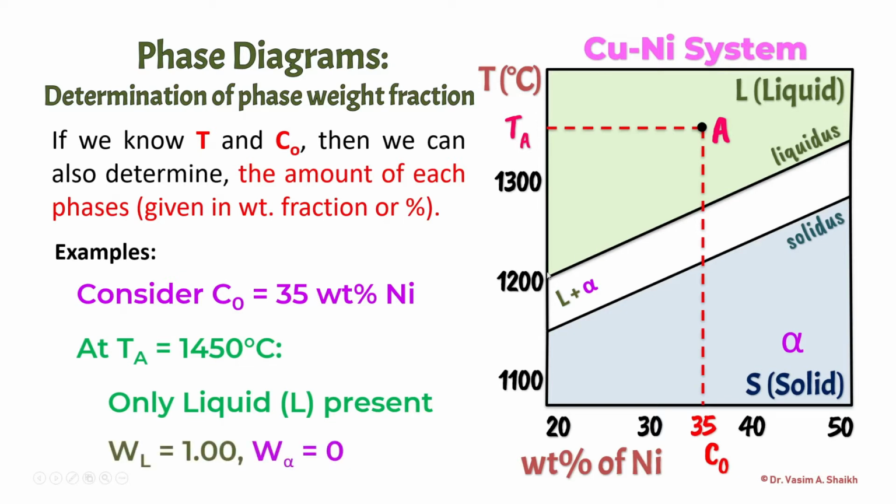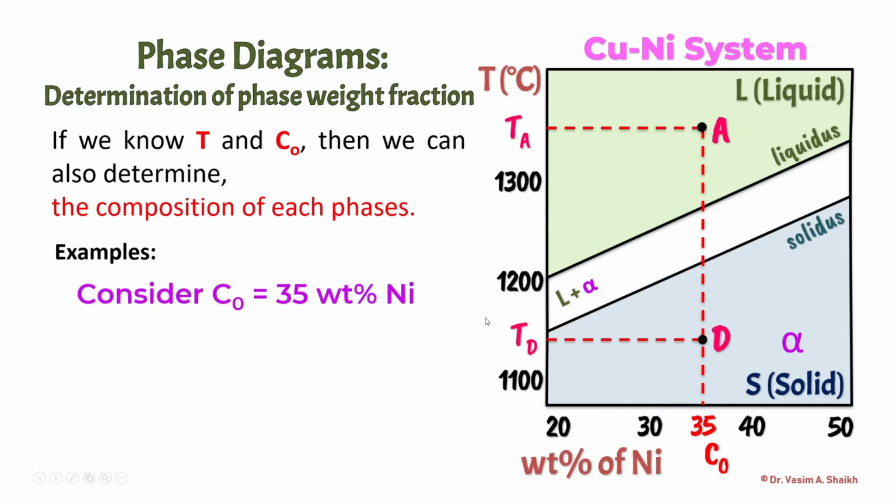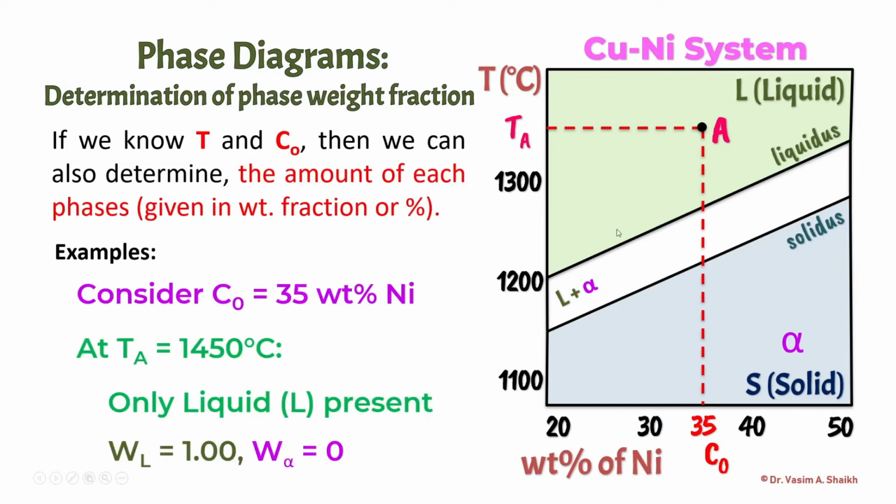Now, how do we tell the weight fraction? If this question comes in an exam, you should write that WL, the weight fraction of liquid, is 1, and the weight fraction of solid is 0. That means here 100% liquid is there, because we are in the liquid phase, and 0% solid is there. So no solid exists at this point A.